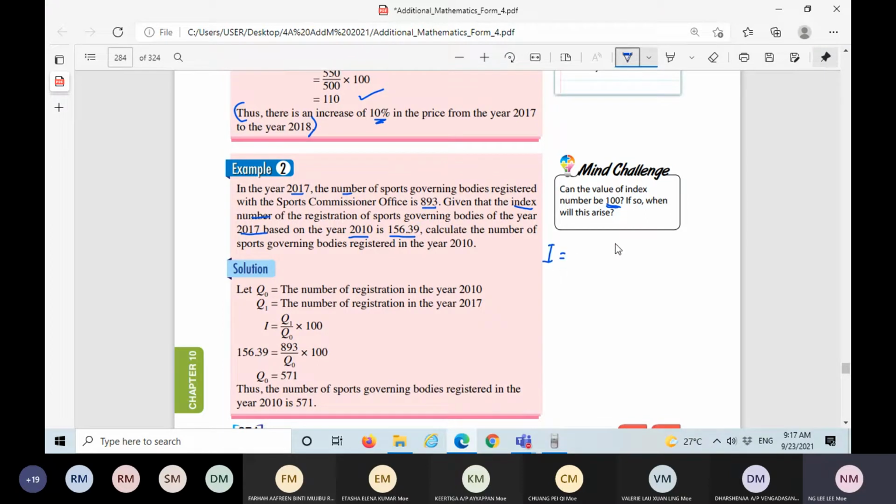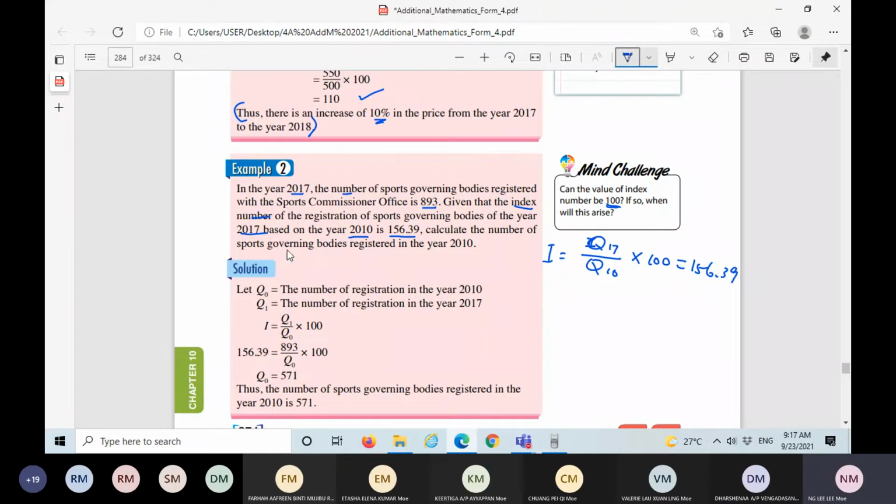The index number for the year Q17 based on the base year 10, write out the formula times 100, is 156.39. Okay, this one is equal to 156.39.